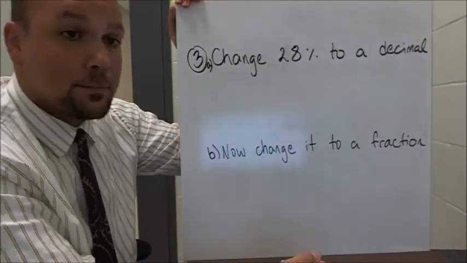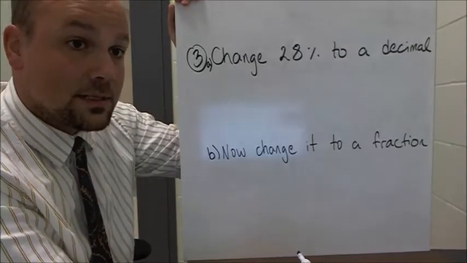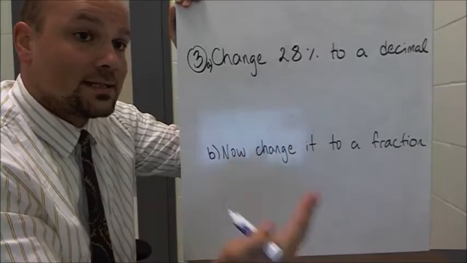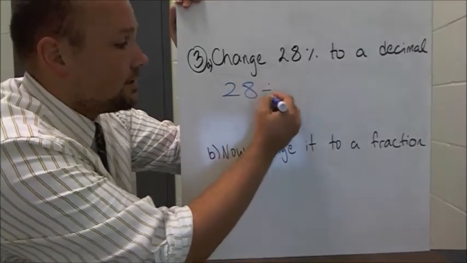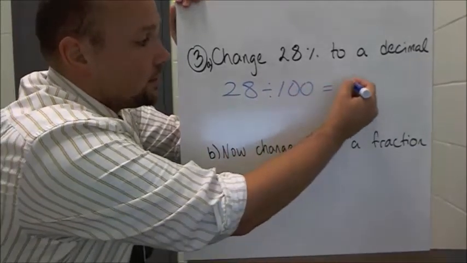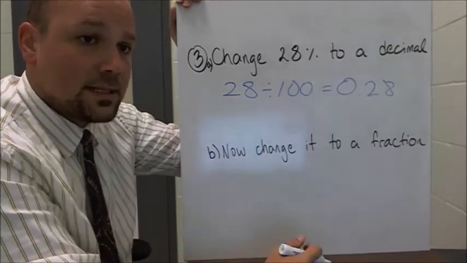Let's see what else. Change 28% to a decimal. Percents are really easy because percent tells us that it's out of 100. So all we have to do is say 28 divided by 100, and that'll be 0.28. So that's percent as a decimal.